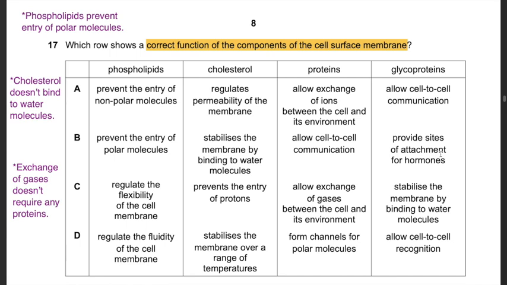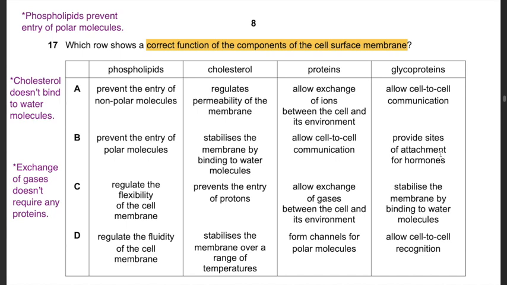Do keep these points in mind. Proteins form channels for polar molecules. Yes, that is correct, because polar molecules, as I mentioned before, cannot enter the phospholipids due to the phospholipids having a hydrophobic region. Hence, proteins must be present to allow the polar molecules to travel through the cell surface membrane. Otherwise, how will the polar molecules enter the cell? So, proteins do form channels for polar molecules.